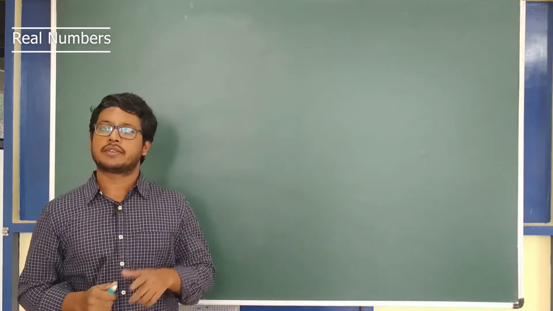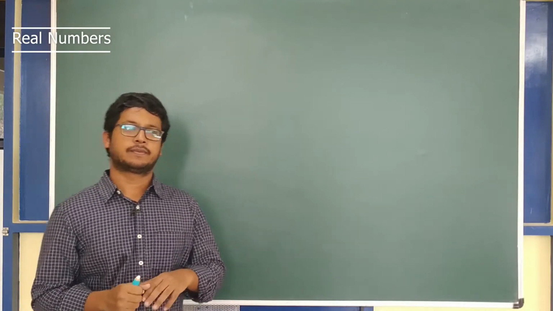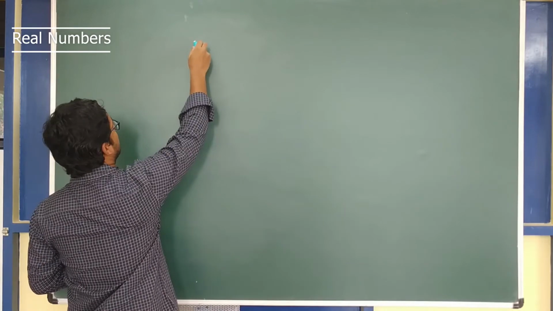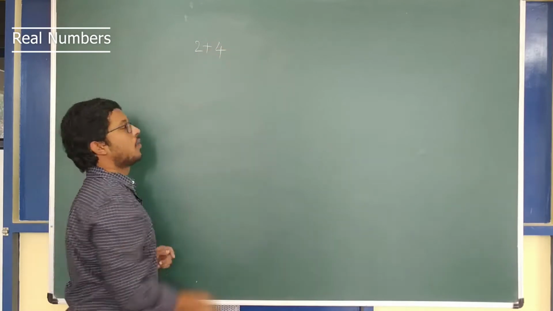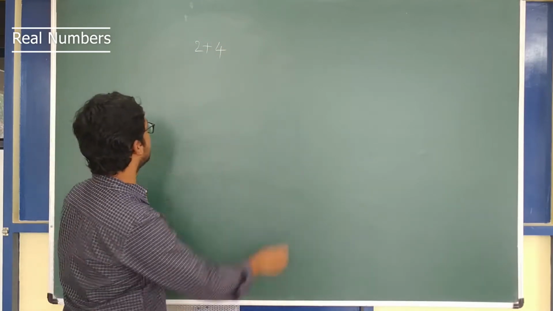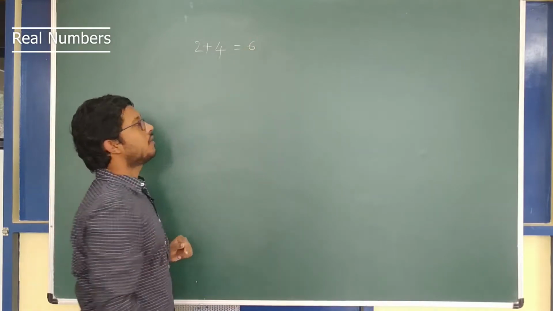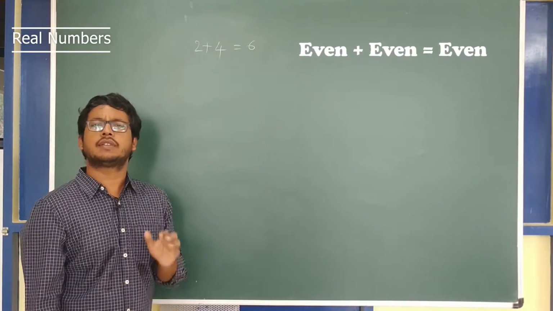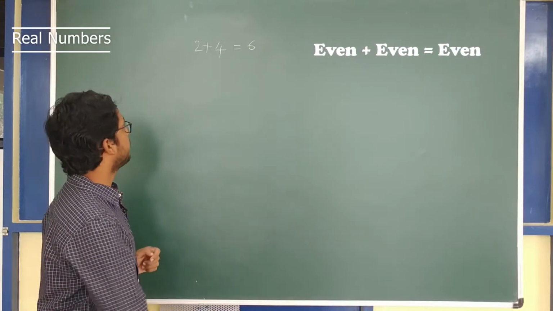Now let's see properties of even numbers and odd numbers. Okay. So let's see with respect to addition now. What happens if I add two even numbers? For example, 2 plus 4. When I add two even numbers, the resultant will always be an even number. You can try to add any two even numbers. The resultant will always be an even number.